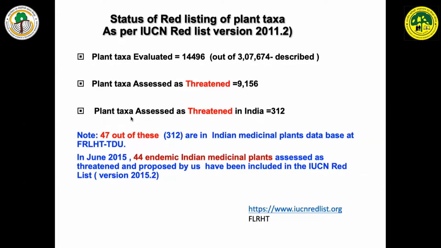Our institute has assessed the extensive plant taxa of our country, around 9,156. Among those, 312 are highly threatened. Among those, I think 44 are very much endemic to Indian medicinal plants, and a few of them are very much endemic to the Western Ghats.